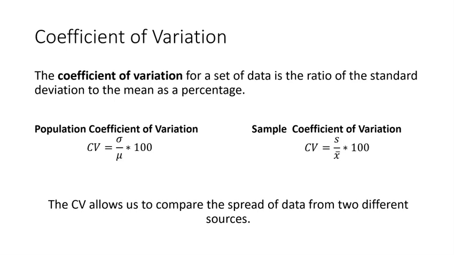The coefficient of variation for a set of data is just a ratio of the standard deviation to the mean. It'll take the standard deviation, population or sample, divide it by the mean, again, population or sample, and multiply it by 100. That means it's actually going to be giving you a percentage. And this CV, coefficient of variation, is going to allow us to compare data when it comes from two different sources or two different categories.